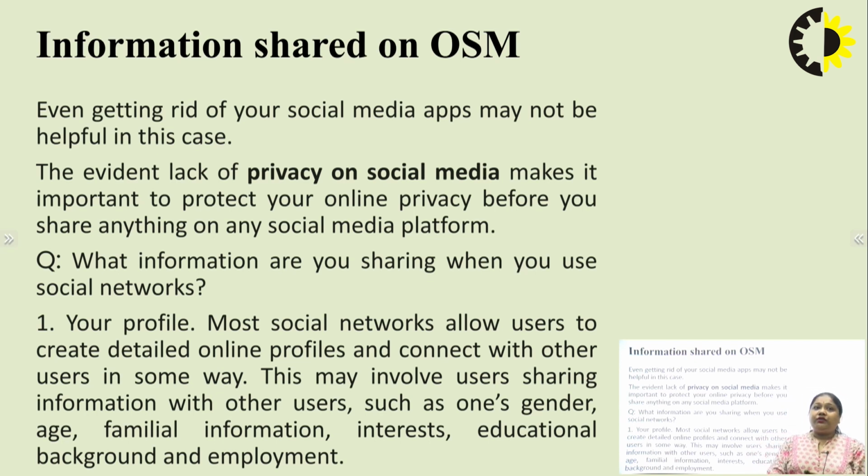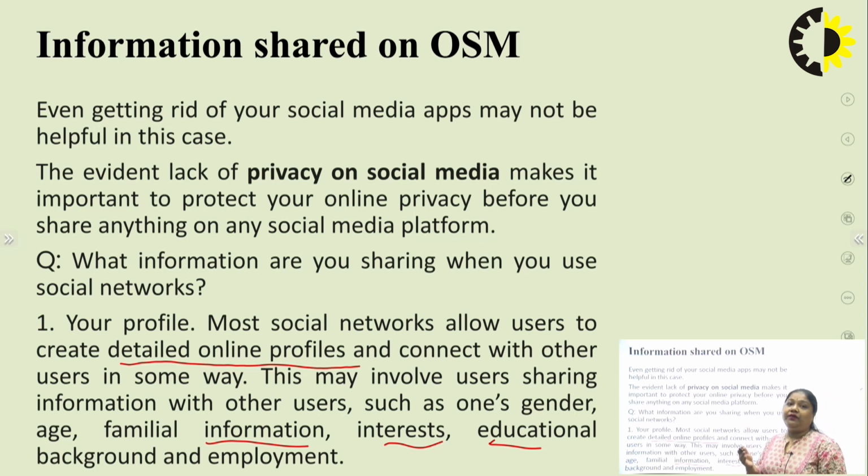So the question is, what information are you sharing when you use a social network? It means what type of information you are sharing when you use your social networks. First of all, you create your own profile on the social media account. Most social networks allow users to create detailed online profiles and connect with other users in some way. So in a profile, what information does the user provide? This may involve the user sharing information with other users such as gender, age, name, address, mobile number, picture, family information, interests, education, and employment also. This type of information is provided by an individual to the social media profile.